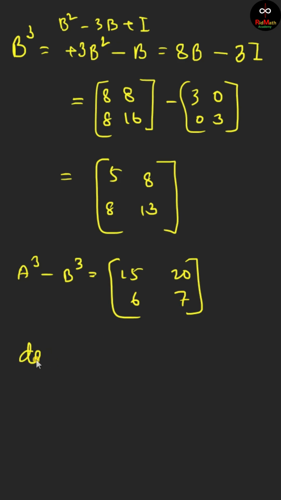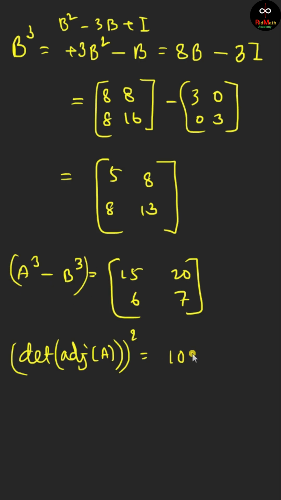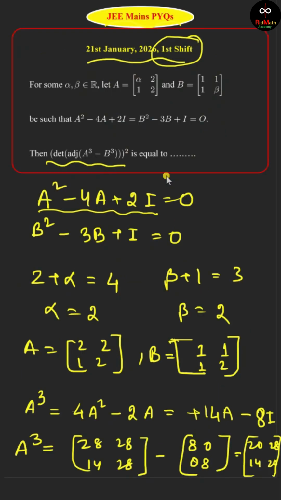So we have to find out the determinant of adjoint of A and then this whole square. Because this is a 2 cross 2 matrix, the determinant of the adjoint and the determinant of this matrix A cube minus B cube will be the same. So that means this is 105 minus 120 and then whole square, that means this is minus 15 whole square. So this is 225. So the answer will be 225.